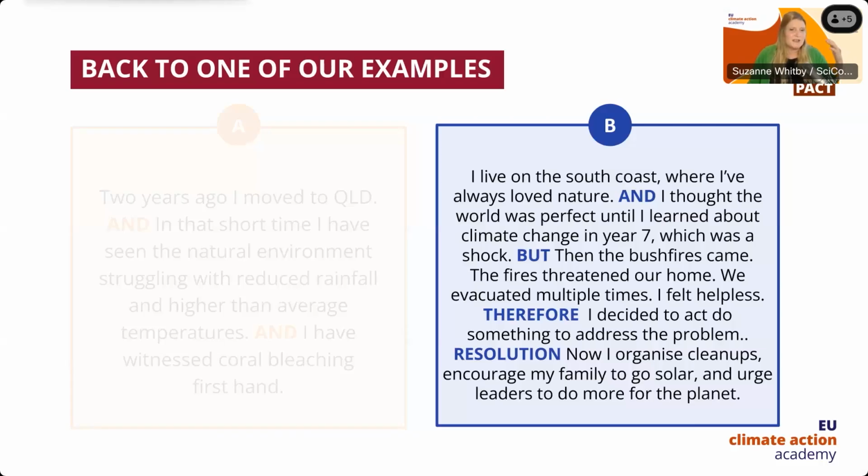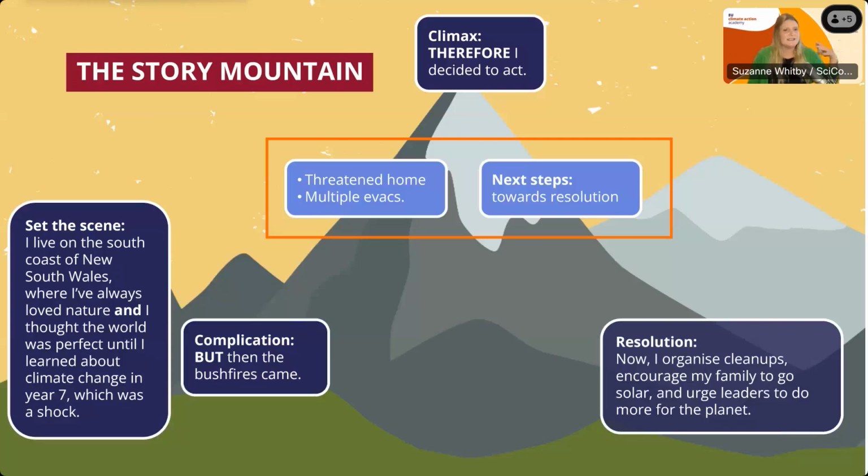And again, if we're going to be taking this example that we were looking at earlier on, just to keep with the same example, we can see that this turns into something very similar to both the ABT and the SCQA, right? We've set the scene. We've got our complication, right? But then the bushfires came. And here, these light blue text boxes with the rectangle around it, just to really highlight it for you. You know, this is where the action comes in.